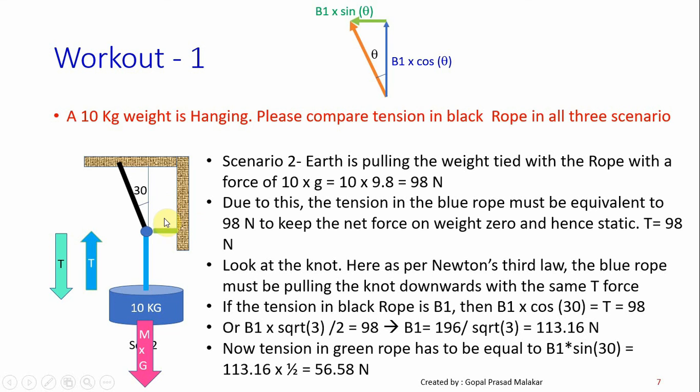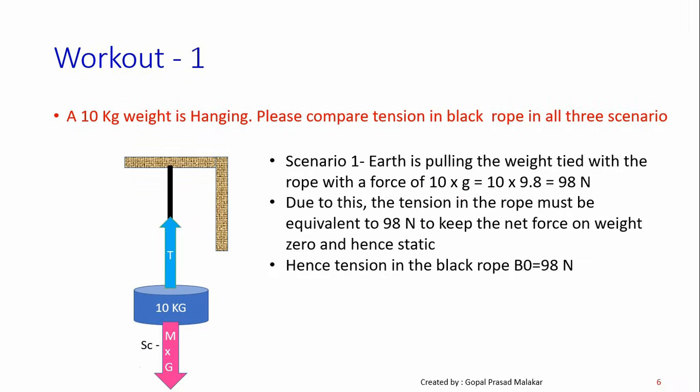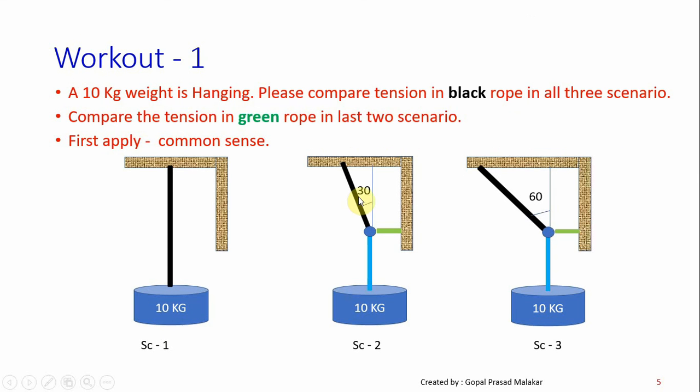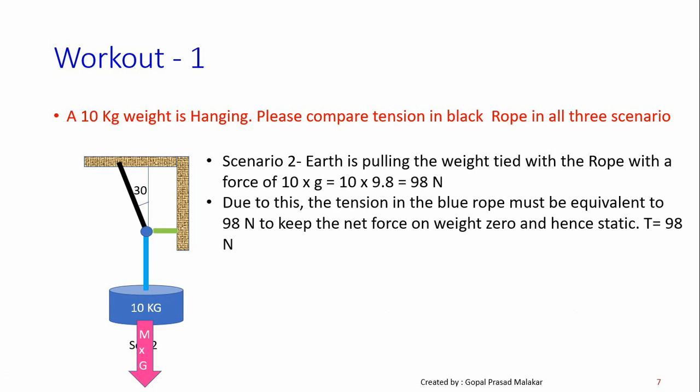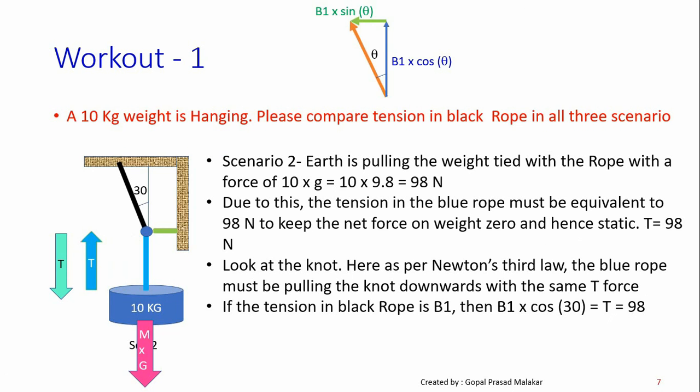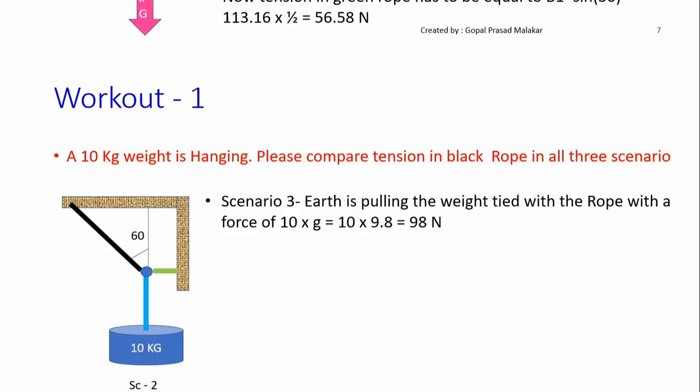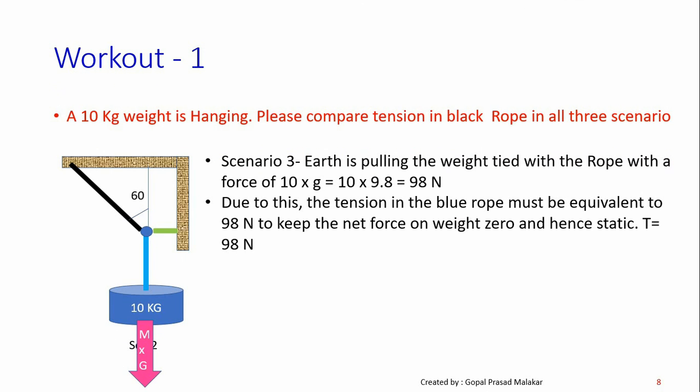Now, as we expected, when this angle is more, the tension should be more here. We commonsensically know that if you have to pull an object more close to this, you will have to apply more force here. Now we are seeing that mathematically, and let's go to the third scenario. So in that third scenario, again the tension here has to be equal to whatever pull it is giving, 98 Newton.